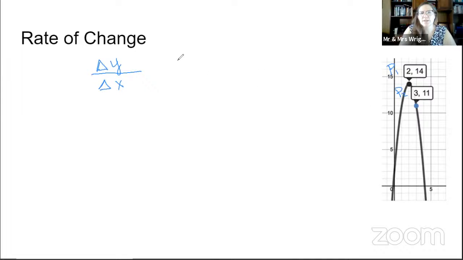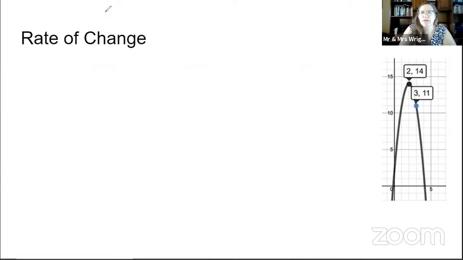So I'm going to put my y's up for my point 1 first. So y goes on top, which is 14, because remember this is x and this is y. And then x goes on the bottom, which is 2. So I take care of point 1 first, and then I'm going to put minus. And then I'm going to put point 2 next. 11, my y goes on the top, so 11's on the top, and my x goes on the bottom, so 3 is on the bottom. So 14 minus 11 is 3. 2 minus 3 is negative 1. So 3 divided by negative 1 is negative 3. So my rate of change between points (2, 14) and (3, 11) is negative 3.